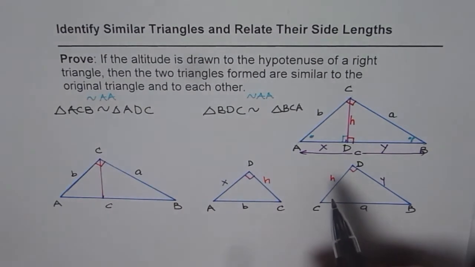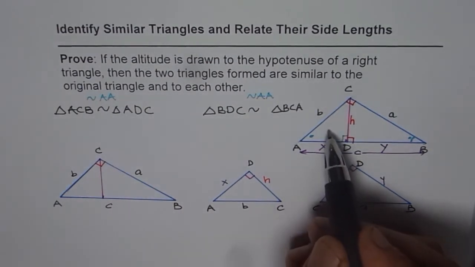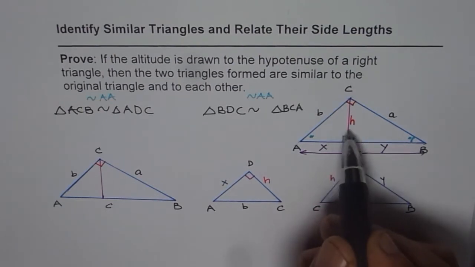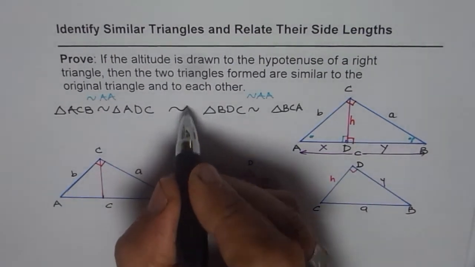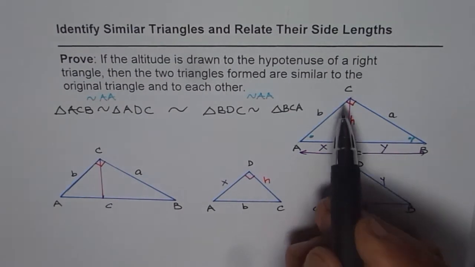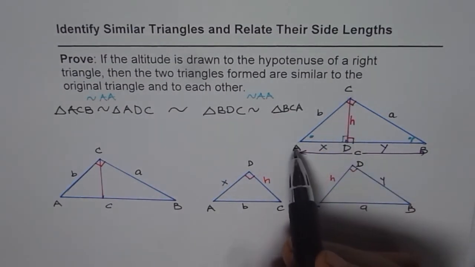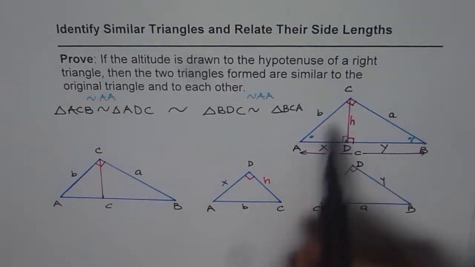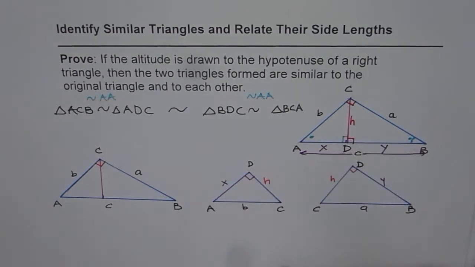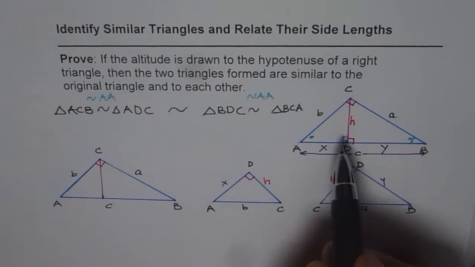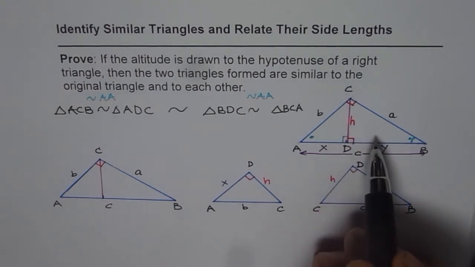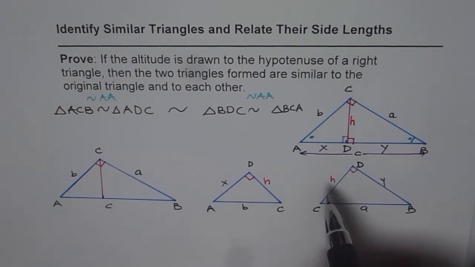Now that leads to the conclusion that since these two small triangles are similar to the big triangle, they are also similar to each other, correct? So we have triangle ADC similar to triangle BDC, correct? So that is how you can prove similar triangles. Now when we have three similar triangles, then the ratio of their sides should also be the same, correct?